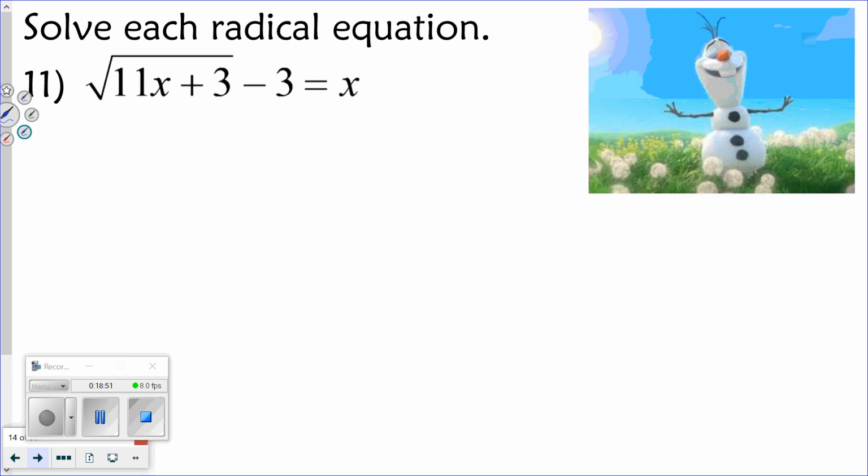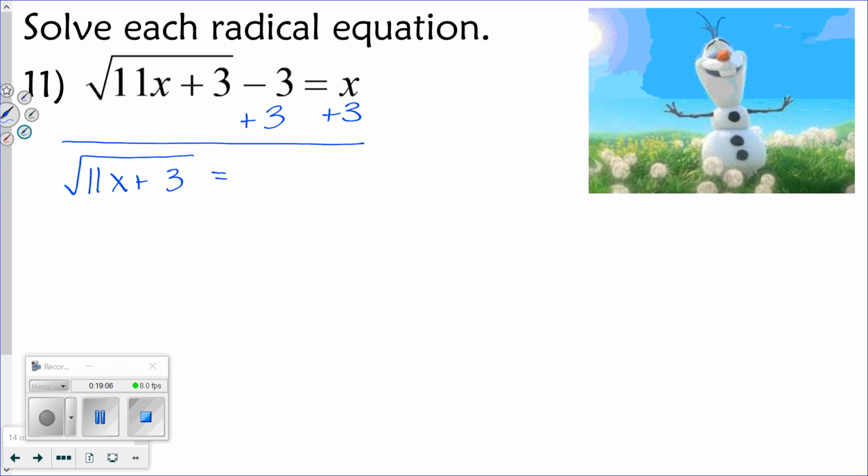All right, so that one wasn't terrible. Now we're going to talk about this one. We need to add 3. You got to get that part by itself. So we'll add 3. So the square root of 11x plus 3 equals x plus 3. Don't say 3x. If you write 3x, you just multiplied. That's x plus 3. That's where everybody messes these up.